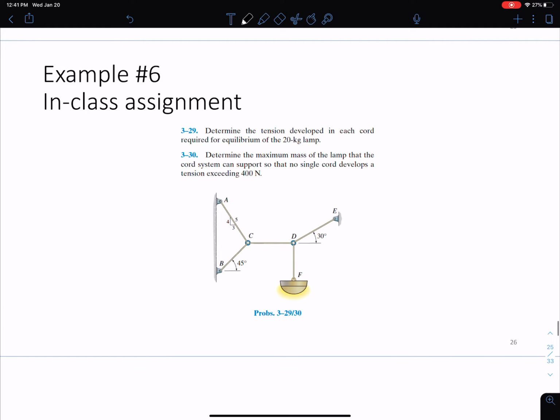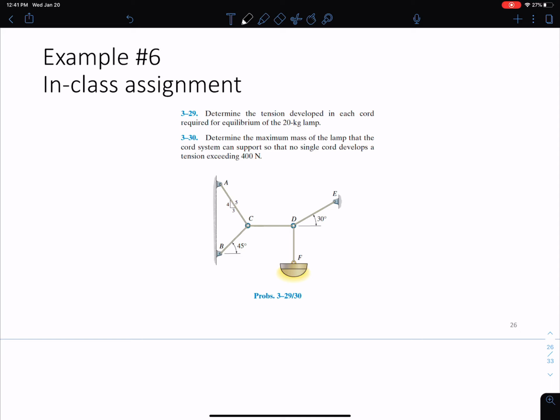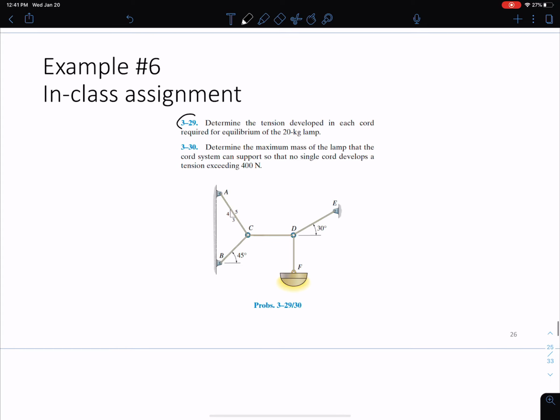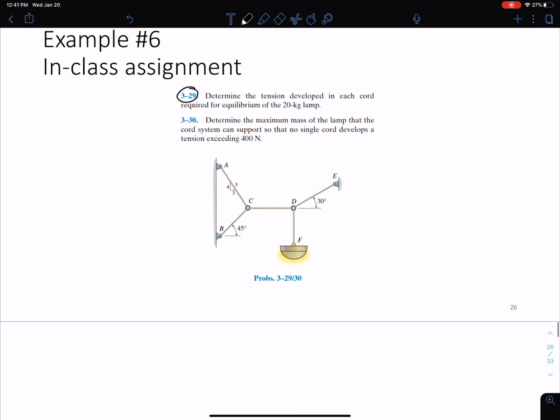If this were in class, we would have submitted this, and we might still do that. So let's go ahead and talk about 3-29 and 3-30. These are both problems from your book. So what we want to do here first is focus on 3-29. We want to determine the tension developed in each chord required for equilibrium of the 20 kilogram lamp. So we're going to start with that part first.